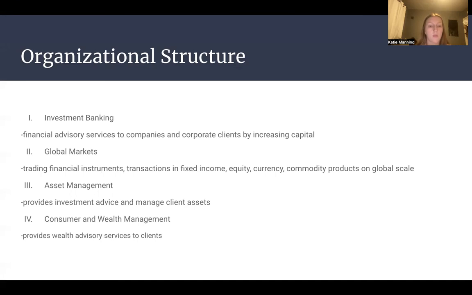The wealth management segment at Goldman Sachs provides wealth advisory services to clients from all ranges of net worth in a very client-centric and individual-specific way. This segment operates globally and serves clients of all forms, such as individuals, families, family offices, foundations, and endowments.